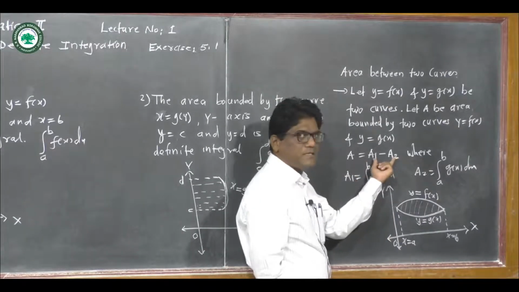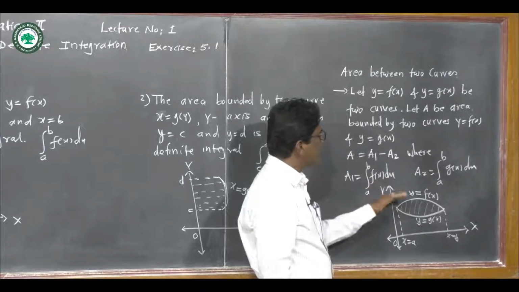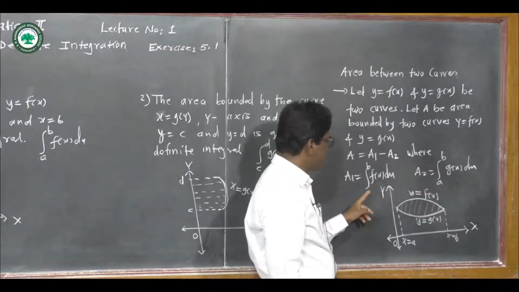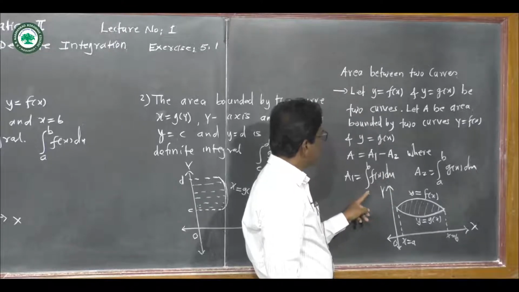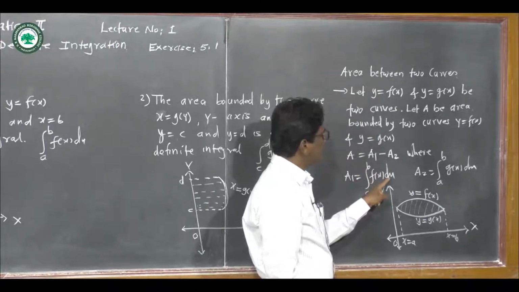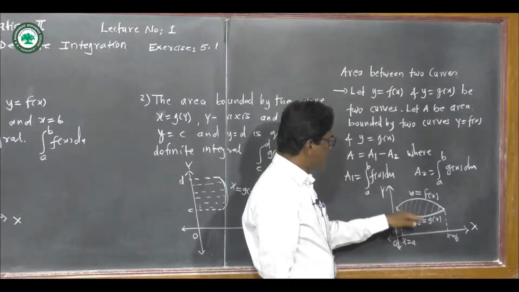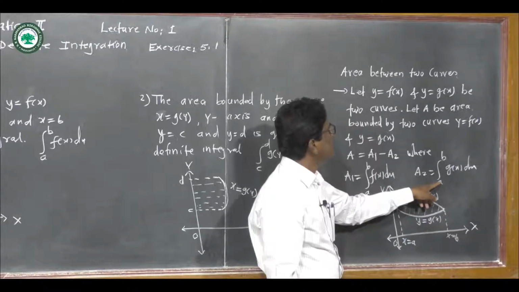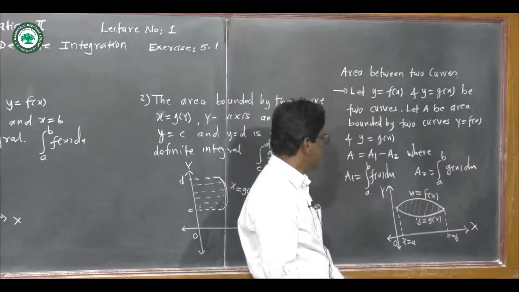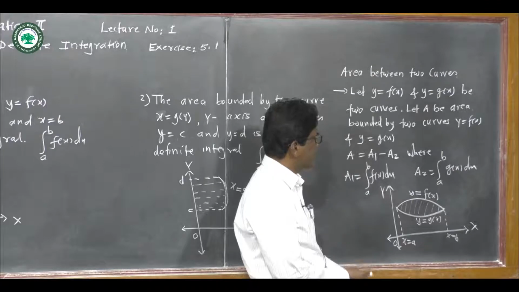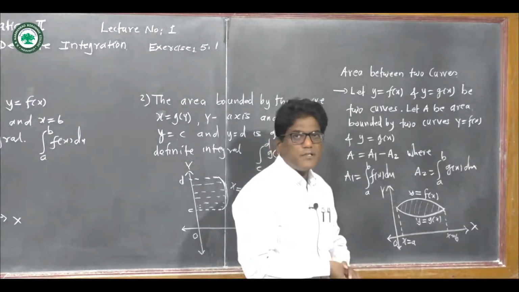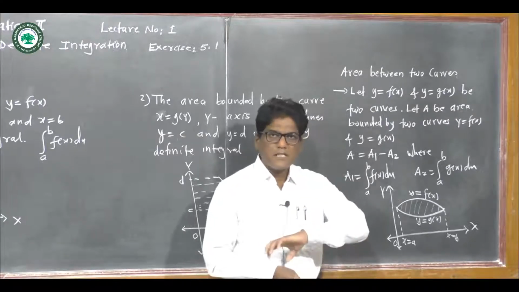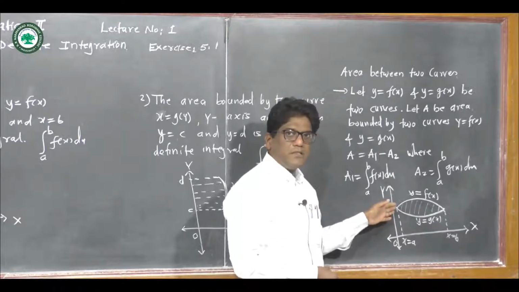So when we want to find the area between two curves, then A is equal to A1 minus A2, where A1 is the area under the upper curve, that is y is equal to f of x, that is A1 is equal to integration from A to B f of x dx, and A2 is the area under the curve y is equal to g of x, that is definite integration from A to B g of x dx. And then take the subtraction of these two areas, we get the area bounded between the two curves. In this way we can find the area under a single curve or area bounded by two curves.